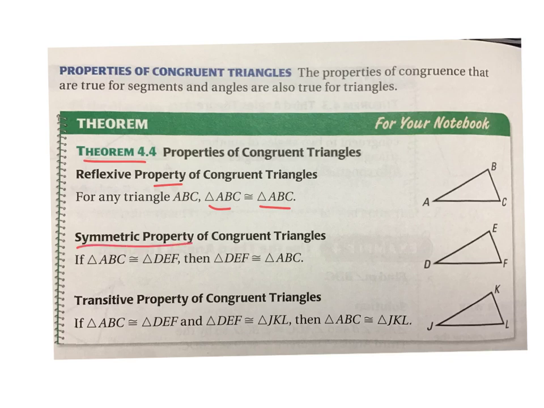The symmetric property, if ABC is congruent to DEF, then you just flip them. DEF is congruent to ABC. And the last one, this one's the trickiest, is the transitive property. If ABC is congruent to DEF, and DEF is congruent to JKL, then ABC is also congruent to JKL. Basically, you're taking out the middleman. Okay? Just an update on your theorems and proofs, so make sure you wrote that in your journals if you haven't already.